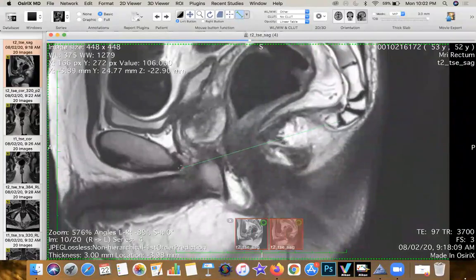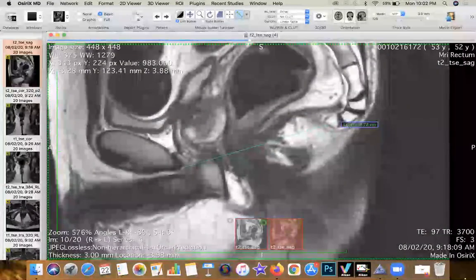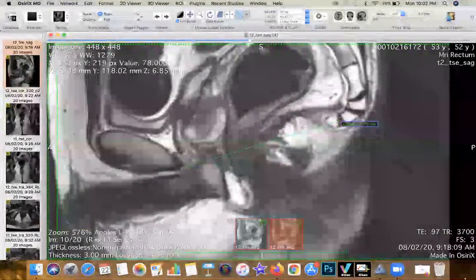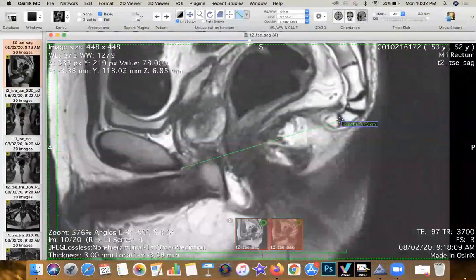And the line which is drawn from the inferior edge of the pubic symphysis all the way up to the last coccygeal joint is called the pubococcygeal line. Now, what is the importance of the pubococcygeal line? The pubococcygeal line basically is a demarker for pelvic floor descent.